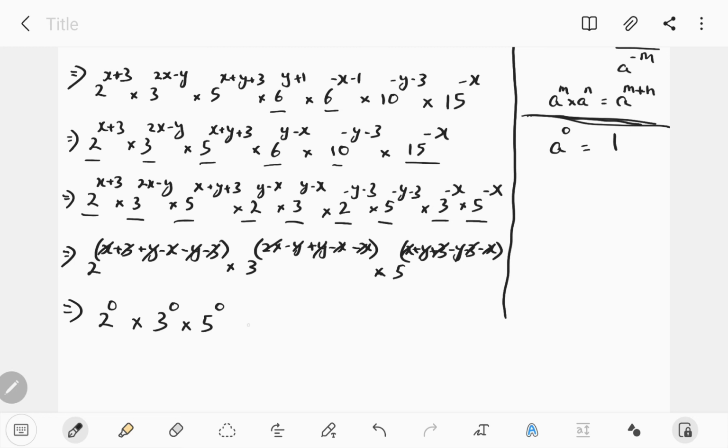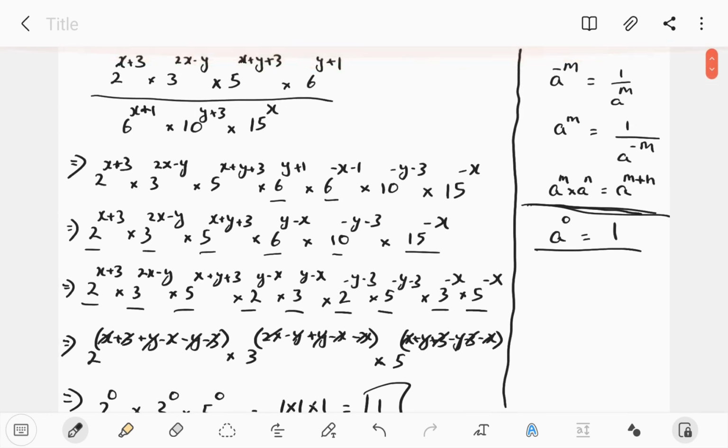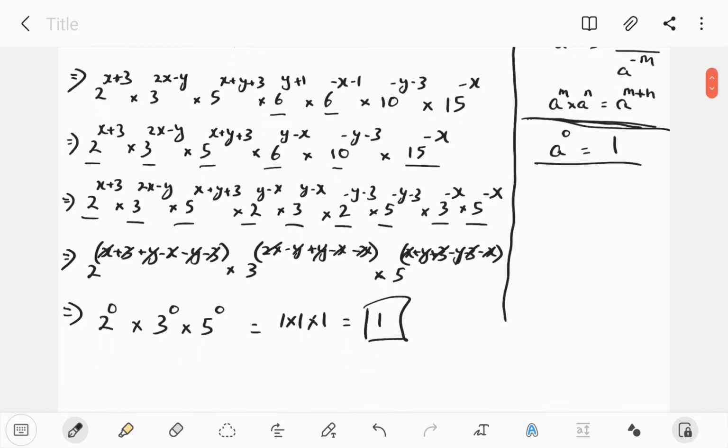Again 5 power 0. We have seen this property a power 0 is equal to 1. So any number, any base raised to the power of 0 yields me 1 as the answer. So 1 into 1 into 1 gives me the final answer as 1. Clear? So this is the final answer for this expression. You can see here, this expression would yield me the answer 1.